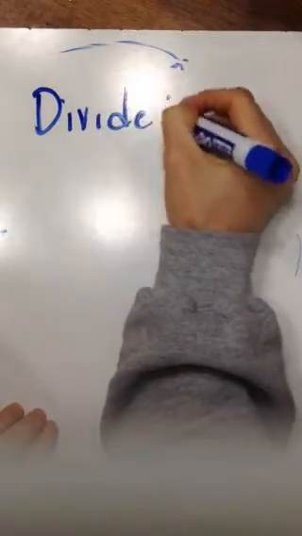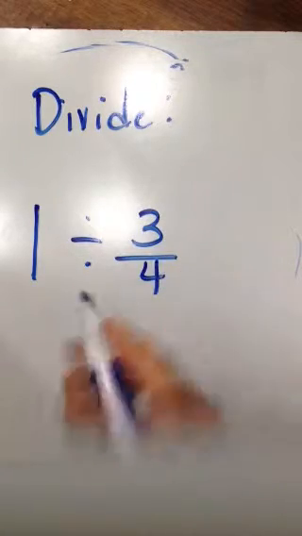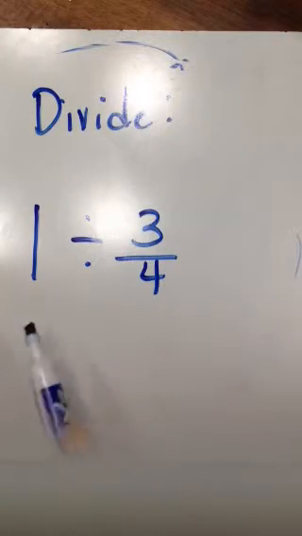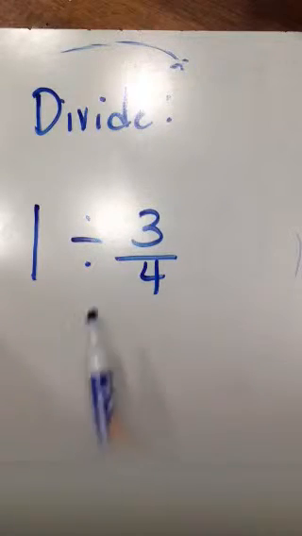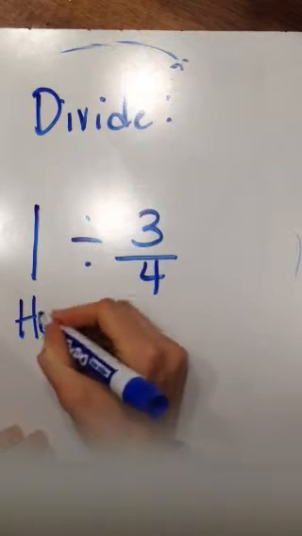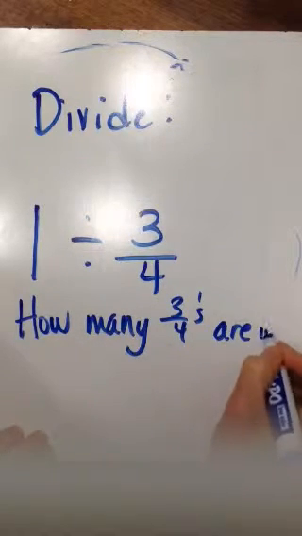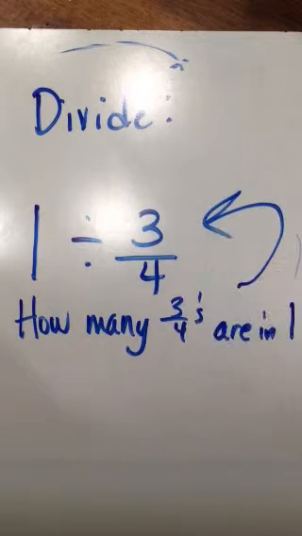This is example 4, and here's what it tells me to do. It says divide 1 divided by 3/4. Now, what this is saying is 1 is divided into how many 3/4? Remember how we talked about that? Or you can also say it means how many 3/4 are in 1. How many 3/4 are in the whole number 1?